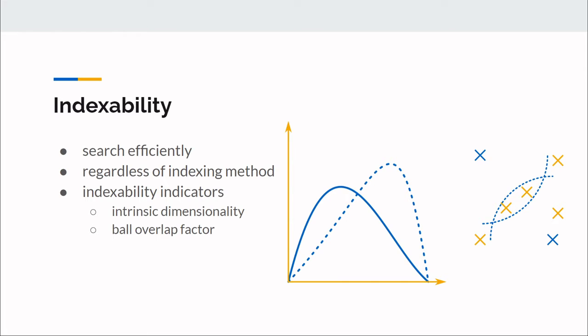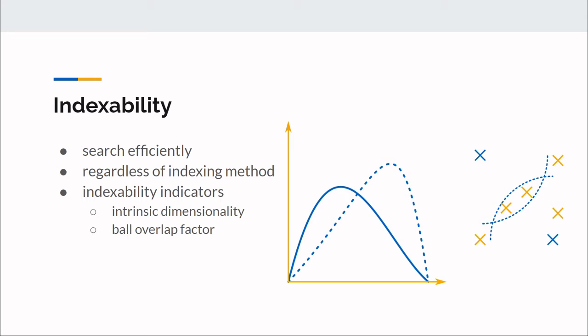In this part, we will briefly talk about fundamentals. The indexability generally refers to an ability to search efficiently in a dataset, regardless of the indexing method used. The key is the distribution of data, specifically in the case of similarity search, it is the distribution of distances. The classic indexability indicator for a metric space model is the intrinsic dimensionality, defined as the ratio of the squared mean and doubled variance of the distance distribution.